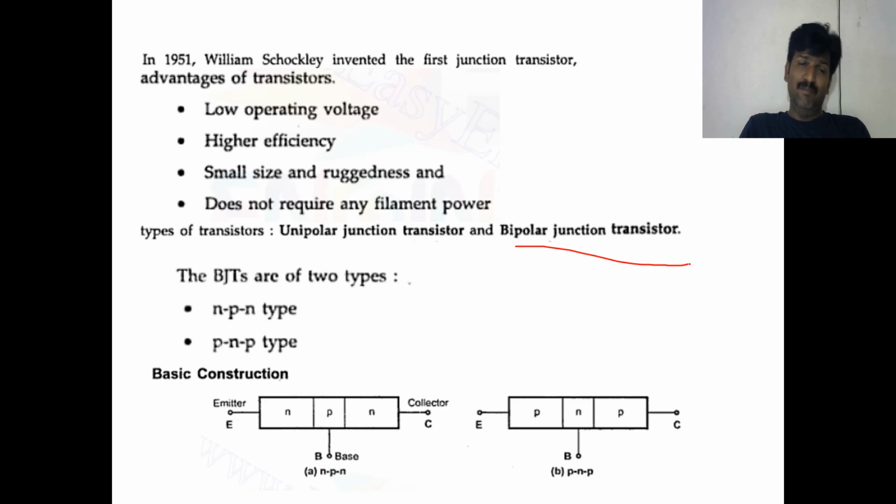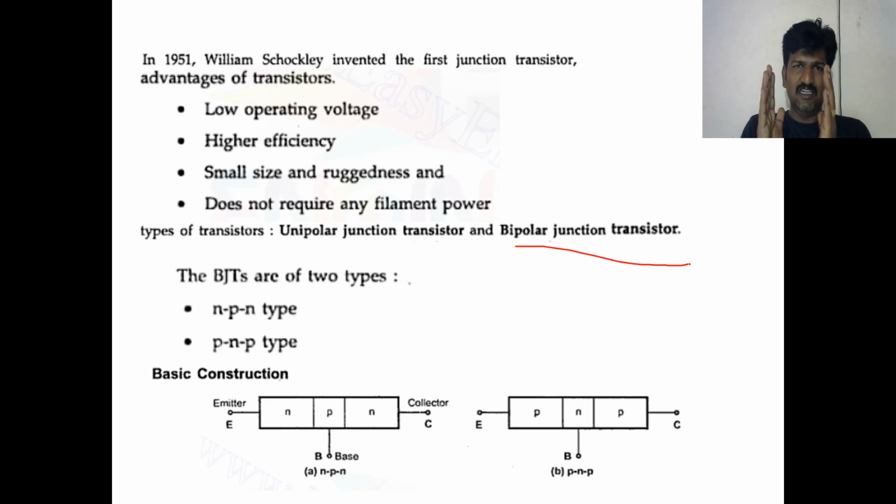NPN type and PNP type. Very interestingly, the diode is a back-to-back connection of the diode. Transistor is the back-to-back connection of the diodes. Let me consider NPN. N is nothing but N-type semiconductor and P-type semiconductor and N-type semiconductor. We are sandwiching P-type material in between N-type material, that can be called a NPN transistor.